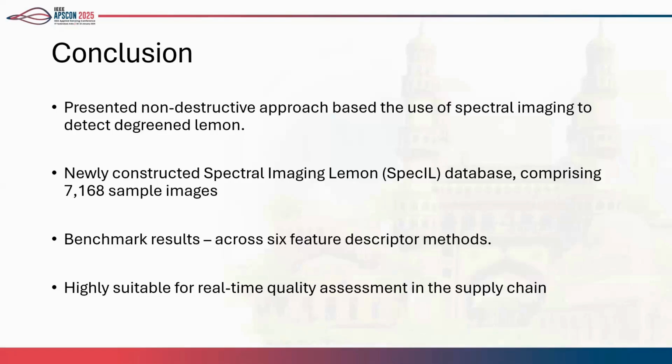This approach can suitably be used for real-time analysis in the supply chain as well. The future work would be to analyze this for various thickness levels of the peel and for other fruits as well. These are the preliminary works that we have just started on. The other fruit that we have already tested is the banana, another fruit for which we have done the degreening process, especially using artificial ripening chemicals. Thank you so much.